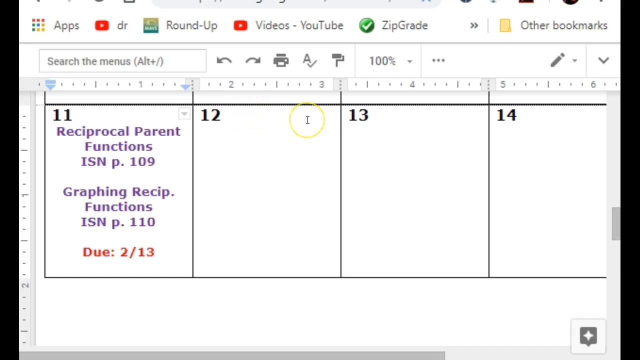Also, you have a quiz tomorrow, even though it doesn't say it up here, over graphing sine, cosine, and possibly tangent. So be prepared for that.